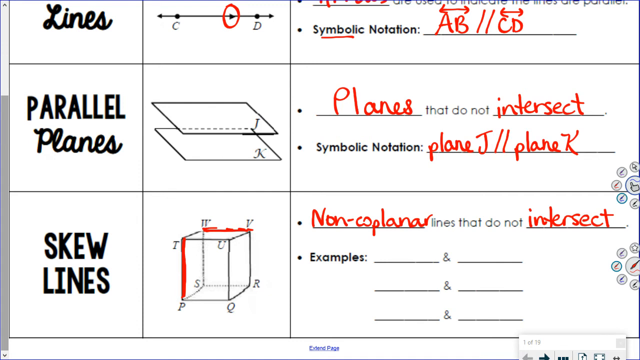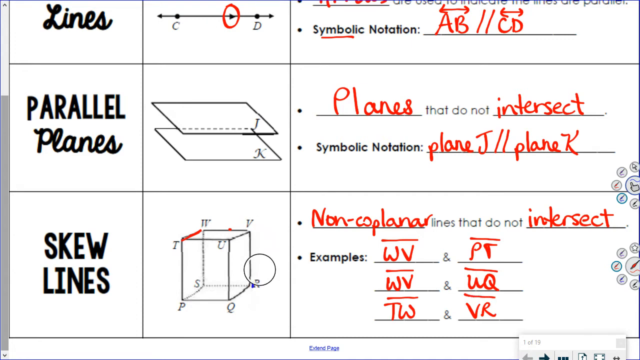Okay, so when you're looking below at examples, I just created an example. You have segment WD and segment PT. That would be one example. If I wanted to, I could get rid of PT and I could use UQ instead. So I have WD and UQ. If I got rid of WD entirely and I went with, let's say, TW, and I can do VR in the back, that would be another example. There are multiple pairs. These are not the only options. But again, the key is they cannot be on the same plane and they never ever intersect.